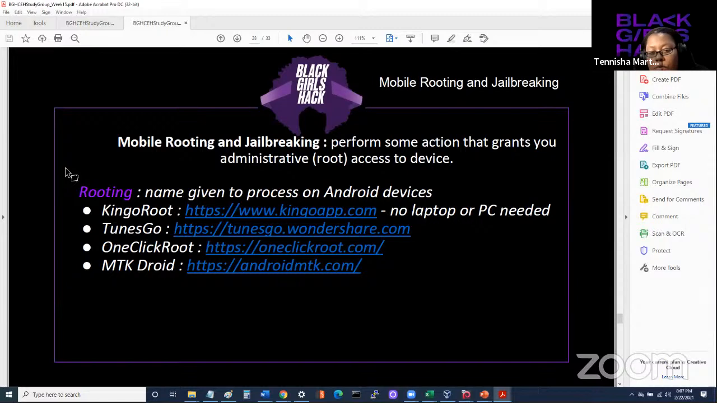So you may do mobile device rooting or jailbreaking, which is basically performing some type of action that grants you administrative access to a device. So it allows you to access things that you shouldn't normally be able to access. Rooting is the name given to the process on Android devices. There are a lot of different programs that you can use: Kingo Root, TunesGo, One Click Root, and MTK Droid.